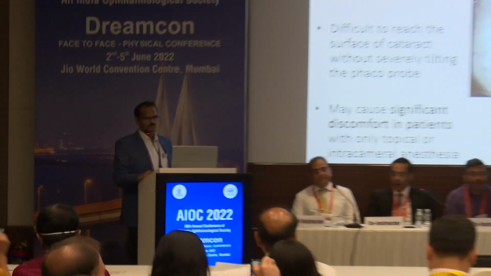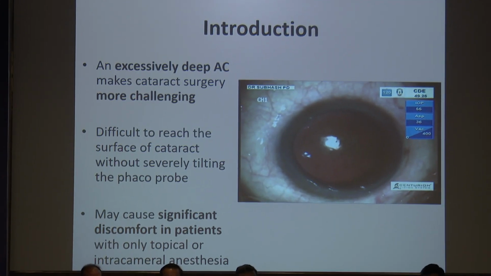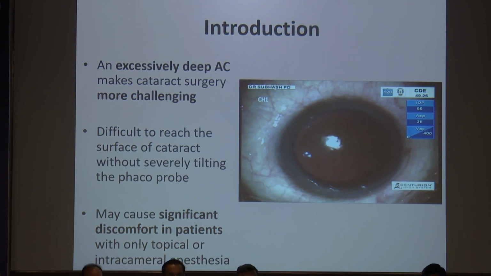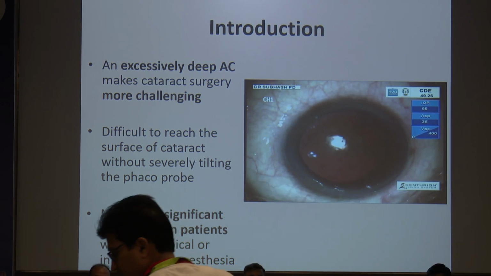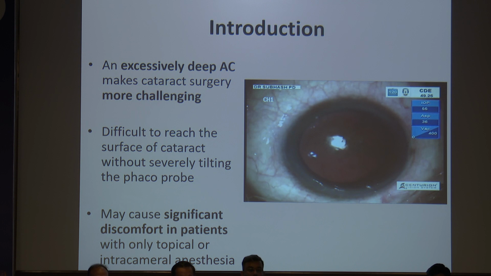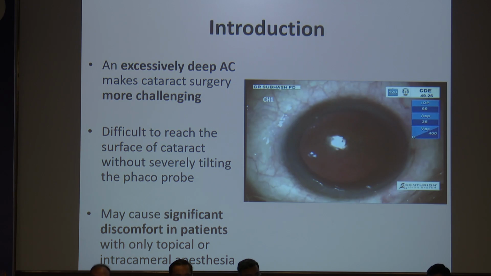So despite having very good machines, we can sometimes have this problem of excessively deep anterior chamber during cataract surgery, which makes the surgery very challenging, because it's very difficult to reach the surface of the cataract without severely tilting the phacoemulsification probe. Doing that can severely tilt the wound, and there will be distortion of the cornea, so visibility can be compromised.